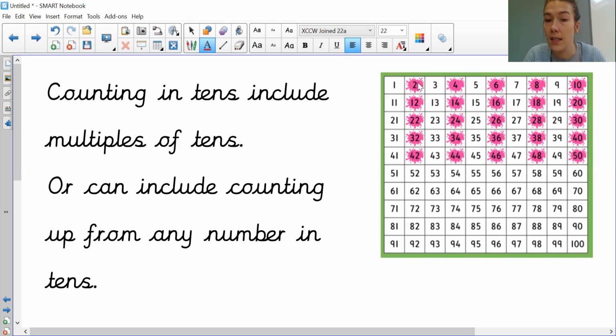Obviously, when you're counting in tens as well, you can start from any number, and it's only the tens column that changes. Like we say in class, you can ignore those ones, because if you look at the ones I'm pointing to here, it is only the tens that are changing. So you've got 2, 12, 22, 32, 42, and if you carried on, you would continue going up in your tens.